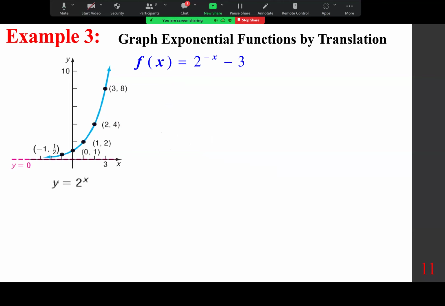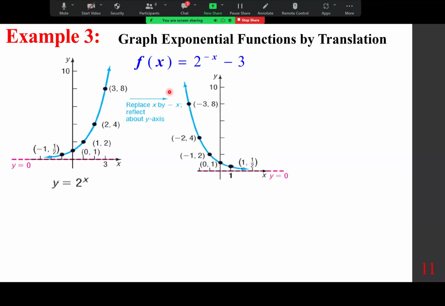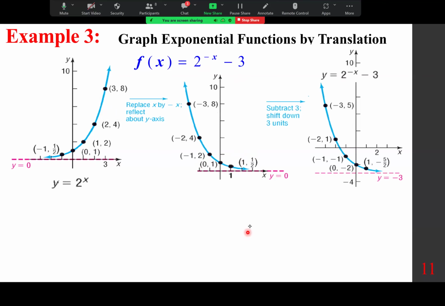All right, let's take it from the top again. We start with y equals 2 to the power of x. We could start with 2 to the power of minus x, but either way, we are going to replace the x by minus x, in other words, reflection about the y-axis to get 2 to the power of minus x. Or you could even start with this because we have seen that. And now we're going to subtract 3, which means this function goes down by 3 units.